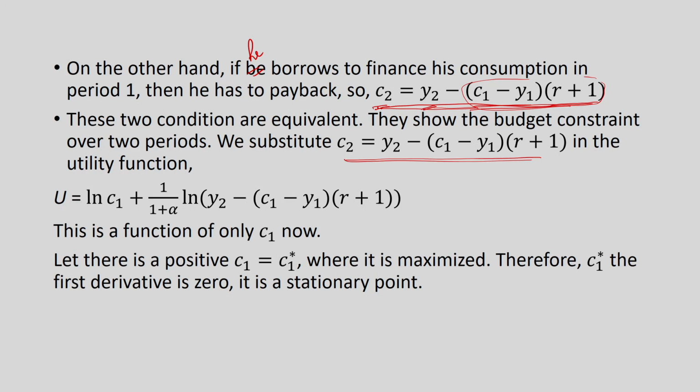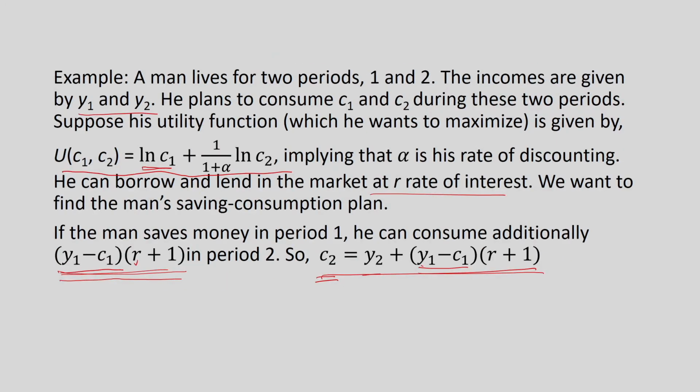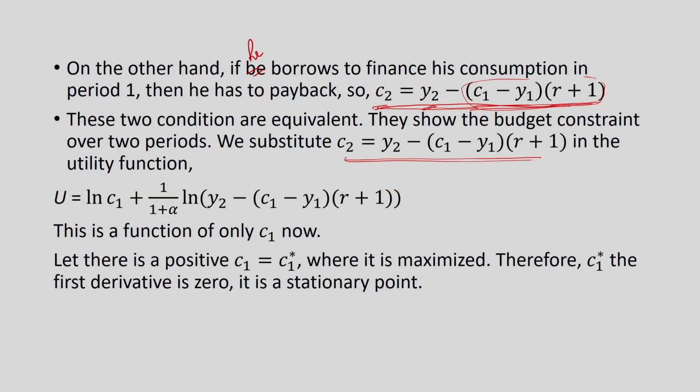This is the budget constraint we will be using. And what is the thing that he wants to maximize? He wants to maximize the utility function, this. So, this is his optimization problem. Here we will just substitute C2, because this is a function of two variables C1 and C2, but we can get rid of C2 by using this budget constraint, and that is what we have done here. So, we have done the substitution, and you can see it is a function of C1 only.